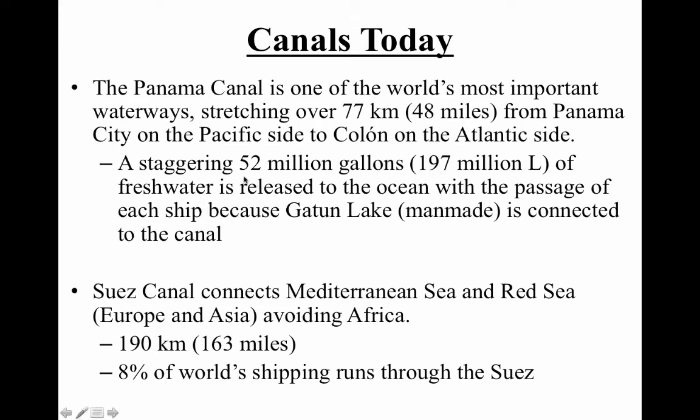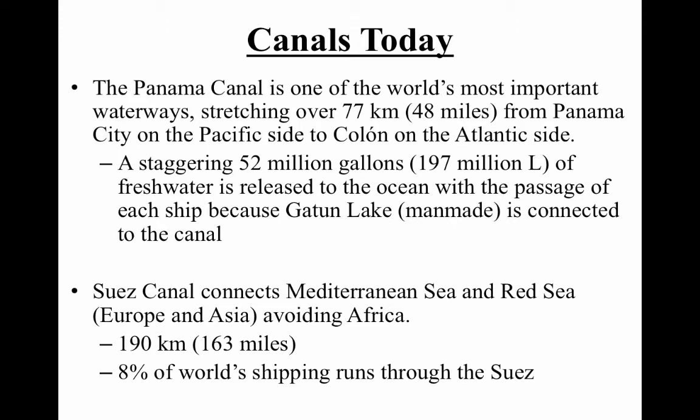An interesting stat about the Panama Canal is that every time a ship goes through, there's locks that have to open and release water, and the canal itself, although it connects two saltwater bodies, the two oceans, the Pacific and Atlantic, it's also connected to a freshwater way. And there's a lake called Gatun Lake, which was made when the canal was built. And every time a ship passes through the Panama Canal, there's 52 million gallons of fresh water that goes along with it.